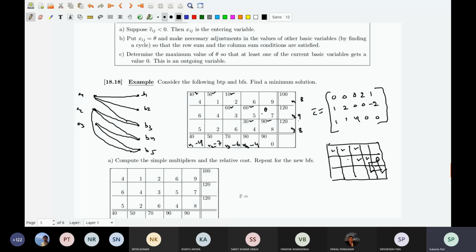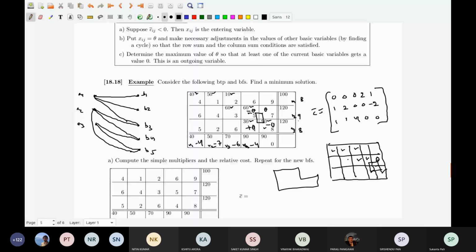Okay, this is what? 2 to 5 and 2 to 4, that means this one. Okay, and then 3 to 5, this one, and 3 to 4, this one. Sometimes cycle can be formed like this, like this. Here it is coming like a square. So if you want to increase this as theta, you will have to subtract theta here. You have to increase theta here, and you have to subtract theta here. So what is the maximum possible value of theta?